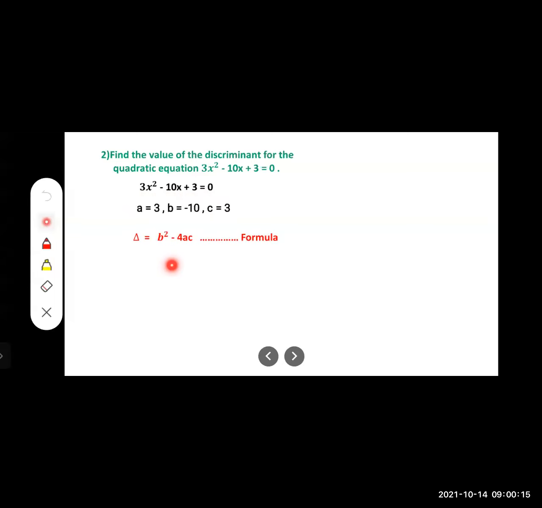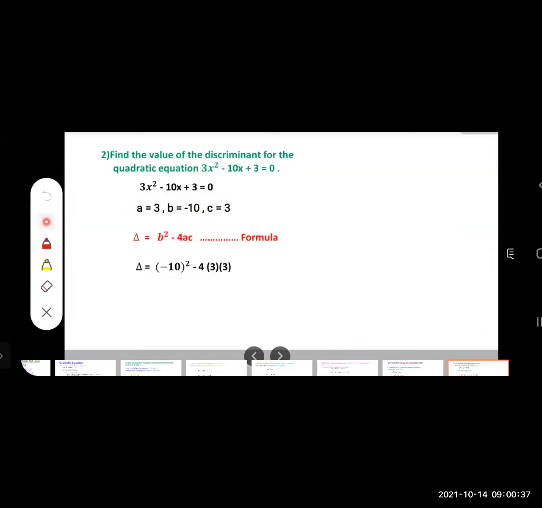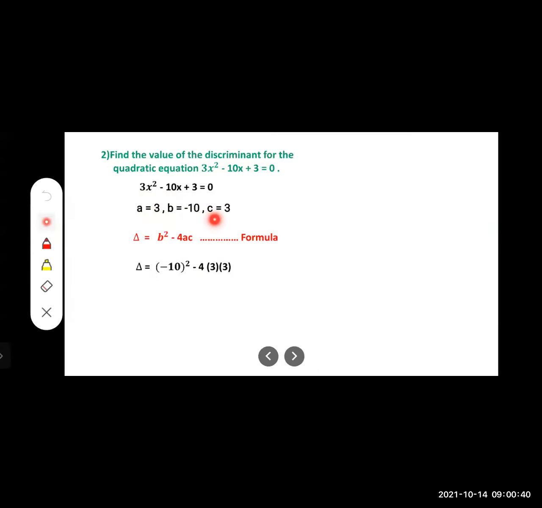And what's the next step? We have to write the formula delta equal to b square minus 4ac. And now you substitute it. B equal to minus 10, no? So b square means it is minus 10 the whole square. Clear, children? Minus 10 the whole square, then minus 4. And what is the a value here? A value is 3 and c value also 3. So a value you substitute here 3 and c value you substitute here 3.